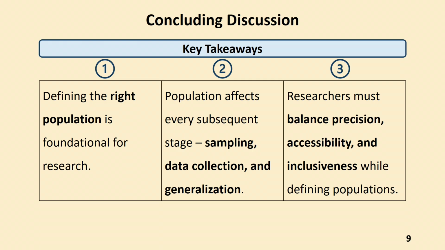And third is, a researcher must balance precision, accessibility, and inclusiveness while defining the population. Very important for a researcher to understand that whatever population you are defining, it should not be hypothetical. It should not be hypothetical that you will go and collect so and so data which you feel that you can collect. It's a very important thing.